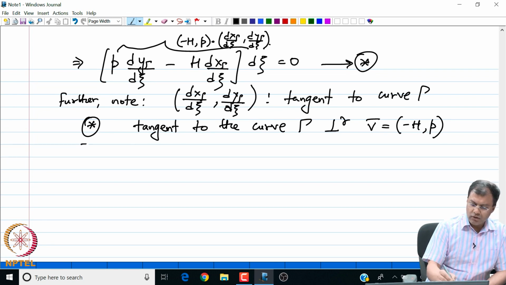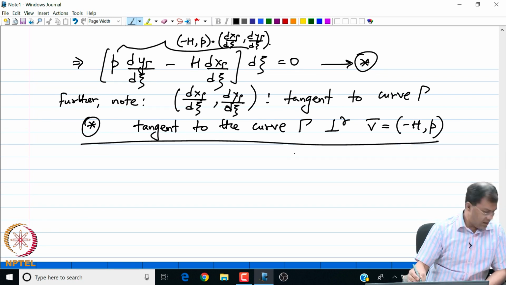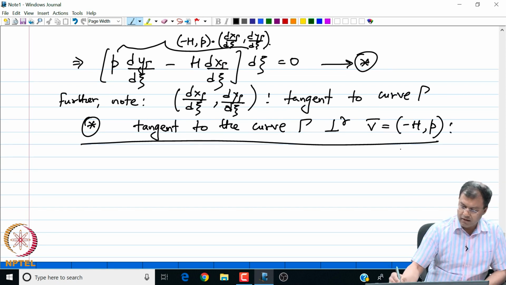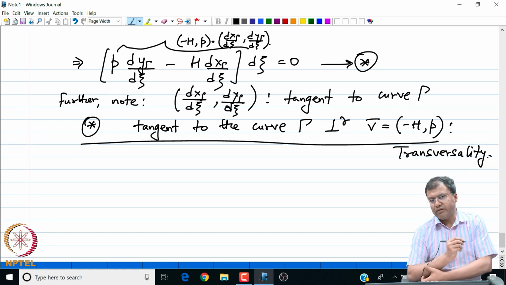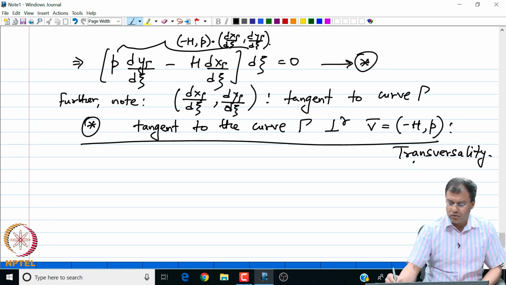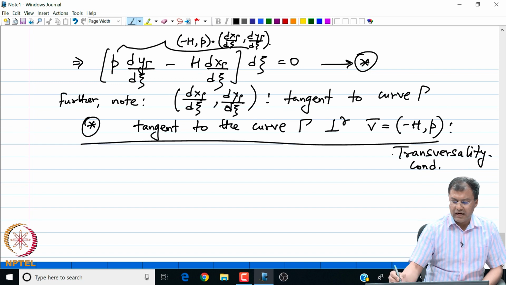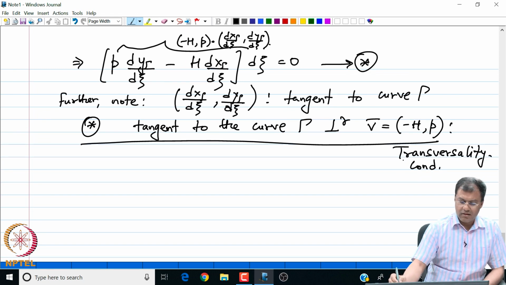So, now we have shown the transversality condition. This is what we call the transversality condition, right. What it says is that whenever the endpoints meet on a curve, they will always do so such that they meet at right angles, right.